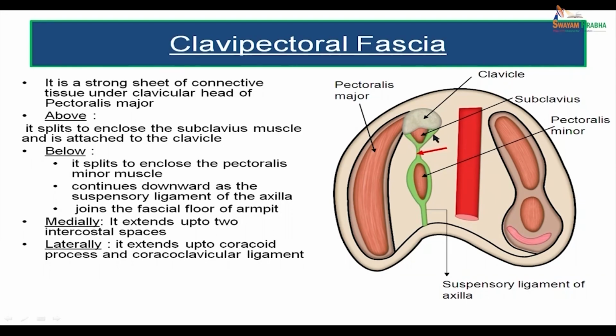It splits to enclose the subclavius muscle, then it passes down, and then again it splits to enclose the pectoralis minor muscle. Then it finally passes down. Now it is called as the suspensory ligament of axilla. It joins with the axillary fascia. This is called as the clavipectoral fascia. It extends medially up to the two intercostal spaces, and laterally it extends up to coracoid process and coracoclavicular ligament.